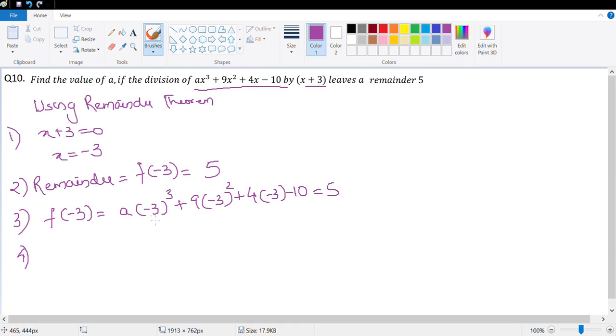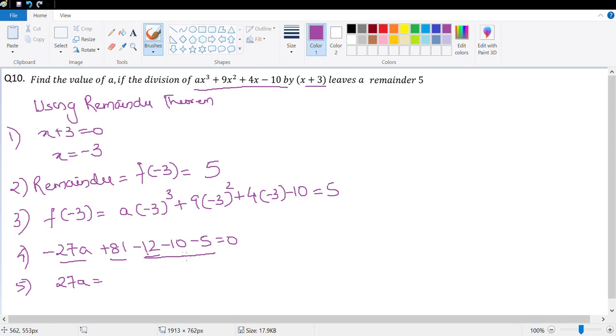Let's open the bracket. So that's negative 27a, negative 3 square, that's 9 into 9, that's 81, minus 12 minus 10 minus 5 is equal to 0. I've got everything on one side, so that's minus 5. Let's group like terms together. Well, there's no a, so I'll take a on the other side. So this is 27a is equal to 81 minus, okay, let's add these three together.